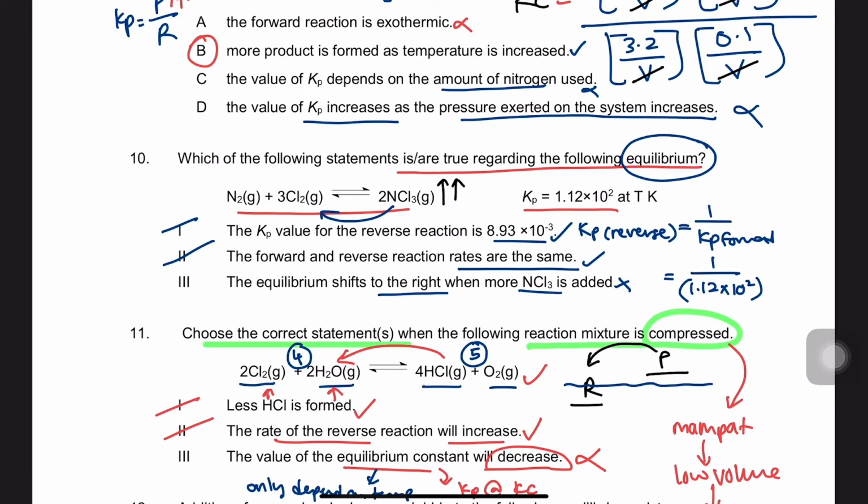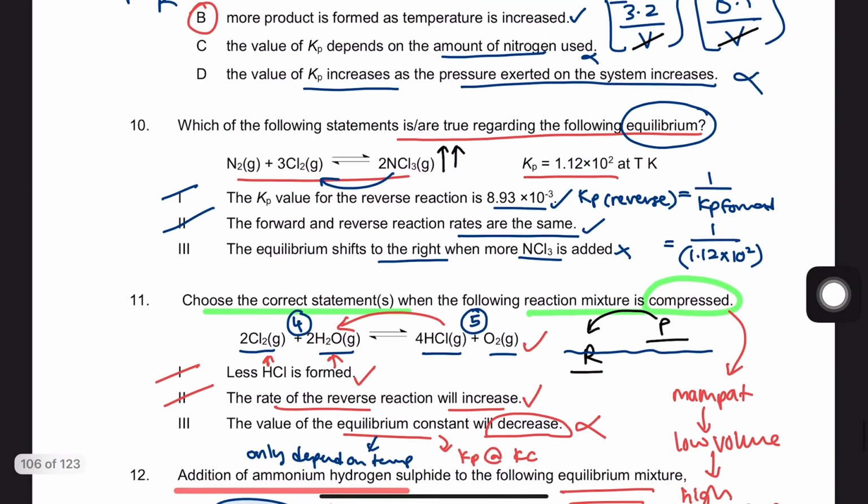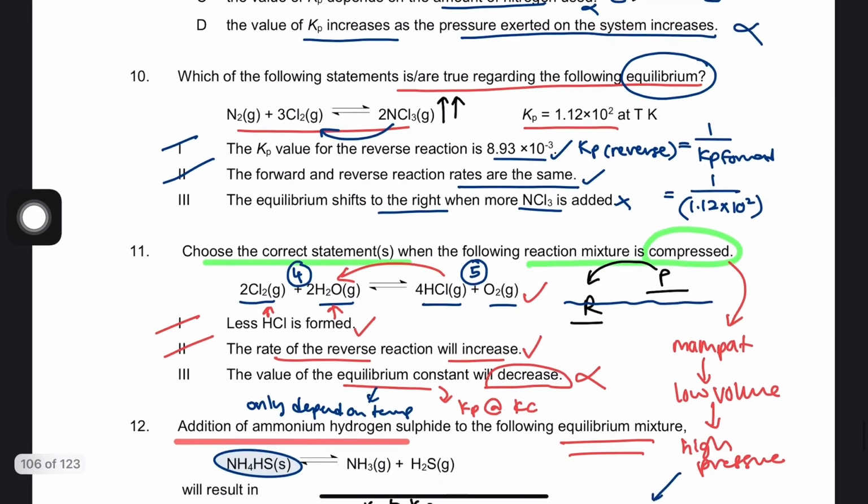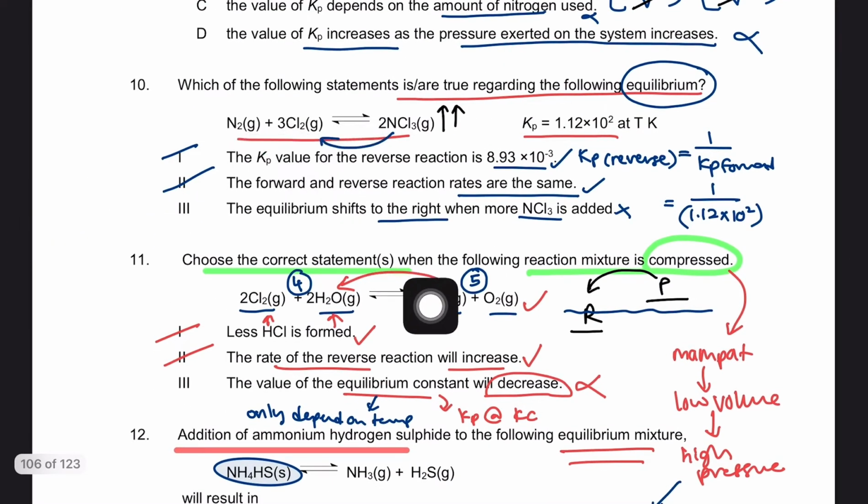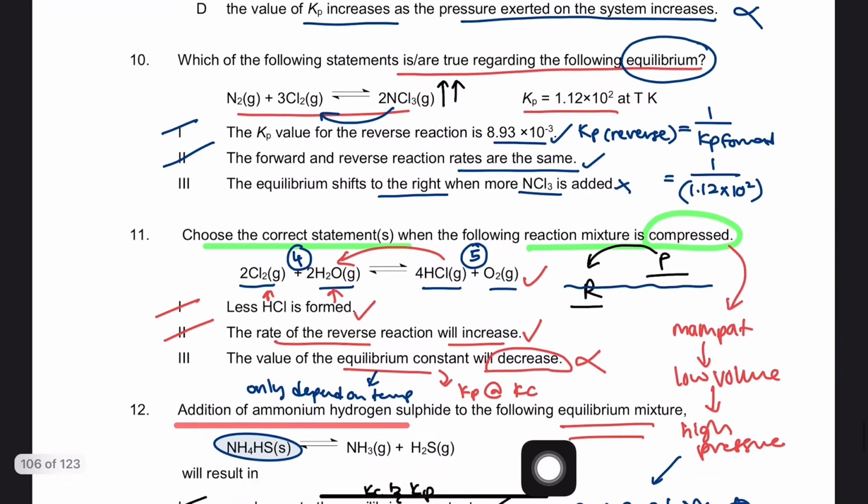So question 10 over here, as we can see, which of the following statements are true regarding the equilibrium? So the Kp value for the reverse reaction is this. I have checked it because Kp reverse will be 1 over Kp forward. So that's the answer, correct. Now when it's at equilibrium, the rates of the forward reaction and reverse reaction are equal, same, yes, correct. Equilibrium shifts to the right when more NCl3 is added? No, when more NCl3 is added, equilibrium actually shifts to the left. Okay, so the option is just 1 and 2 correct.